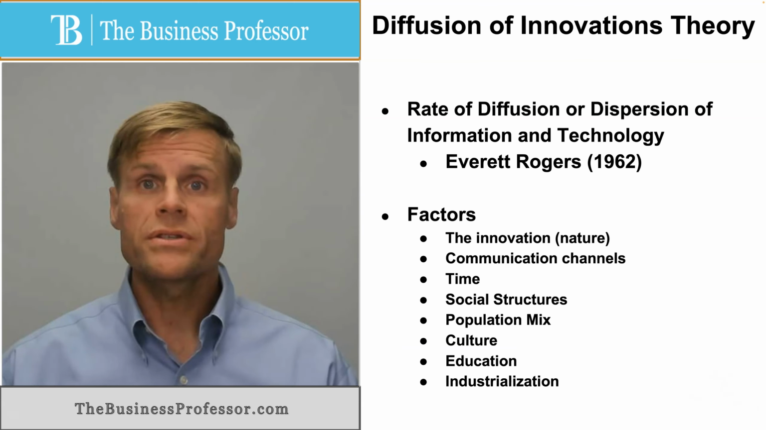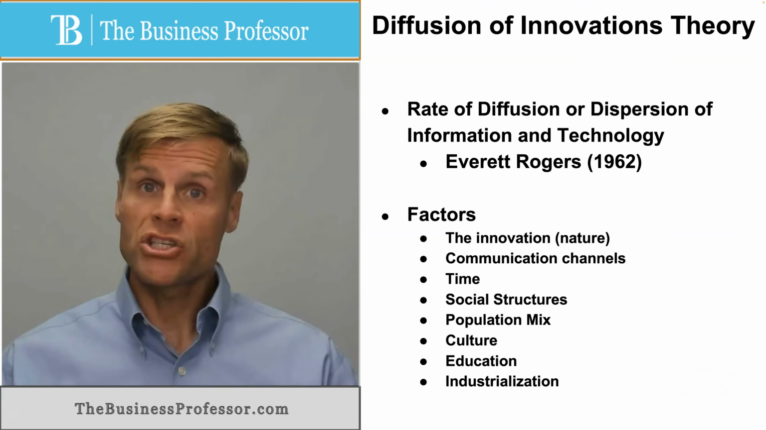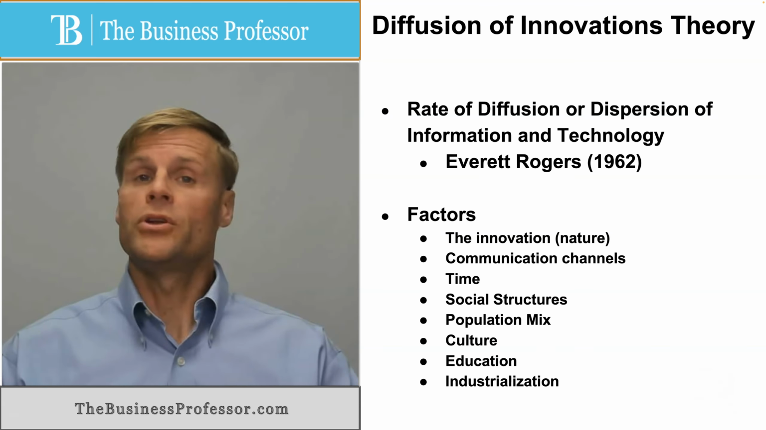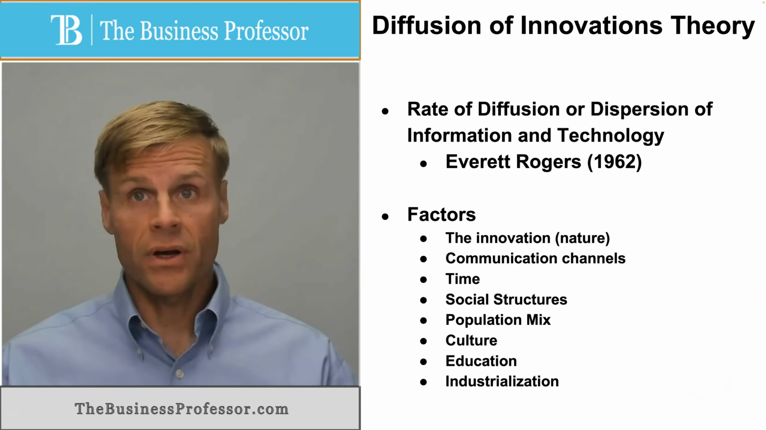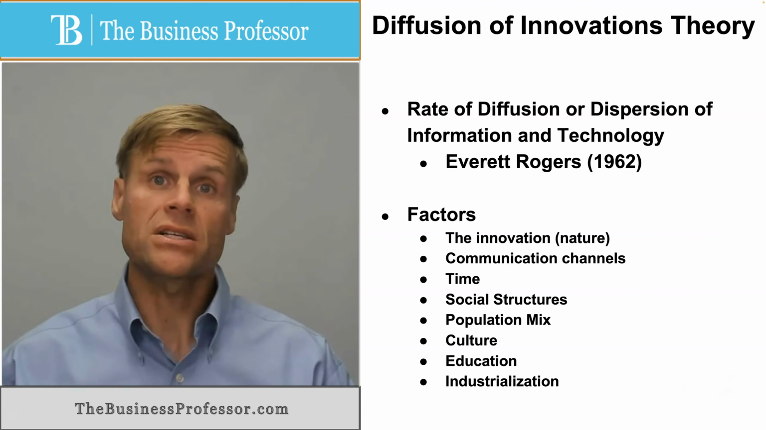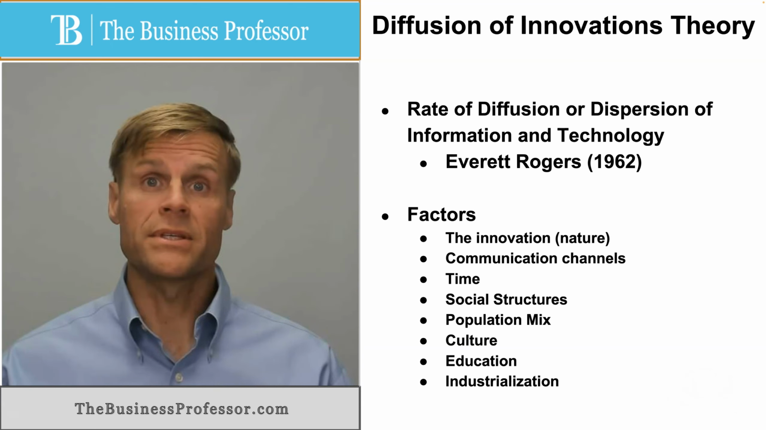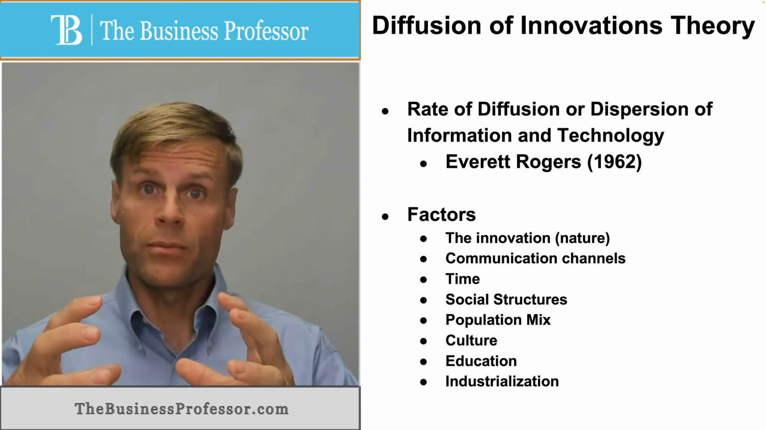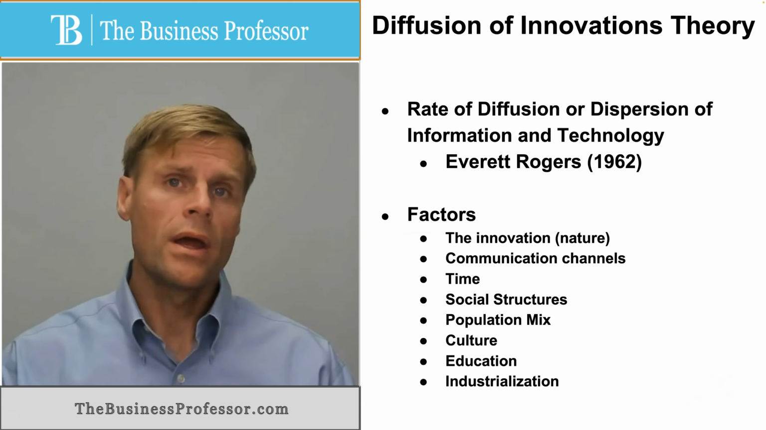Social structures, meaning the relationships among individuals. For example, some cultures have very tight-knit family structures whereby communication happens more readily, while other cultures have social structures that are more spread out or less close together. You'll see this in urban environments and rural environments as well. Urban environments being more tightly compressed, where rural environments are more spread out.